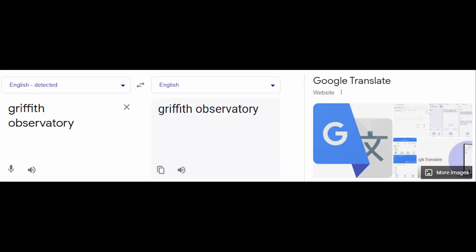So in the original scene, these two characters are at a place in LA that is called the Griffith Observatory. Thanks, AI. At least you have a use for something.